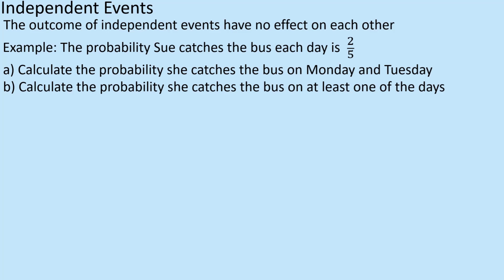So calculate the probability she catches the bus on Monday and Tuesday, and calculate the probability she catches the bus on at least one of those days. So we're not told to draw a tree for this one, but it's the same kind of concept as you've literally just done. The probability she catches the bus is 2/5, and she's going to do it twice.